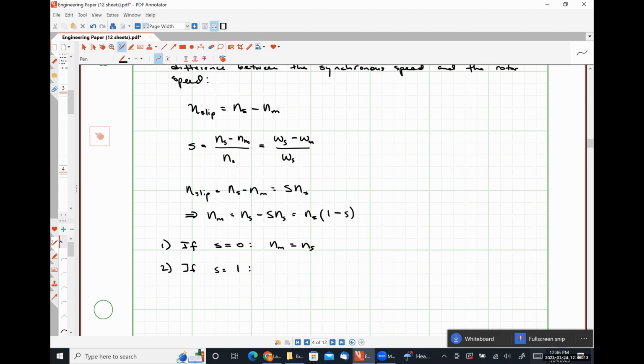Exactly right, no movement. Nm is equal to 0, or our rotor isn't moving. So whenever we start an induction motor, our slip starts at 1 and then decreases down to its steady state operating condition, which is usually somewhere between 1 and 10%.